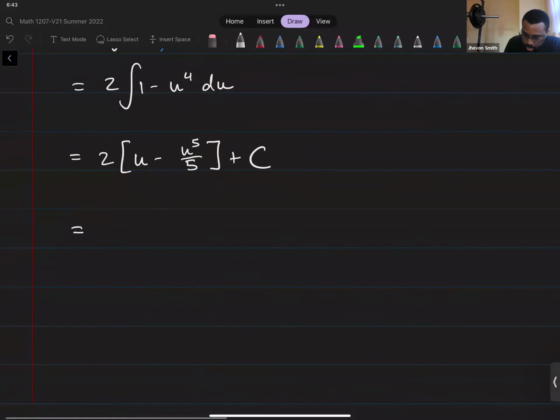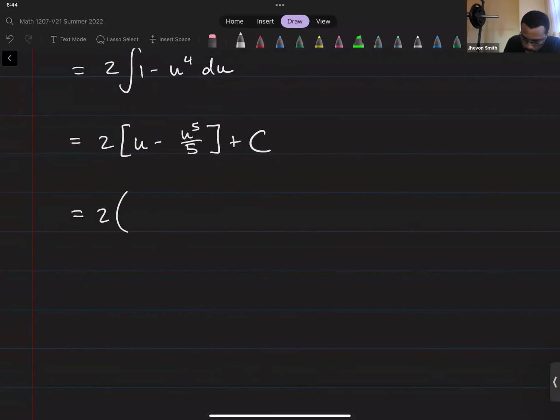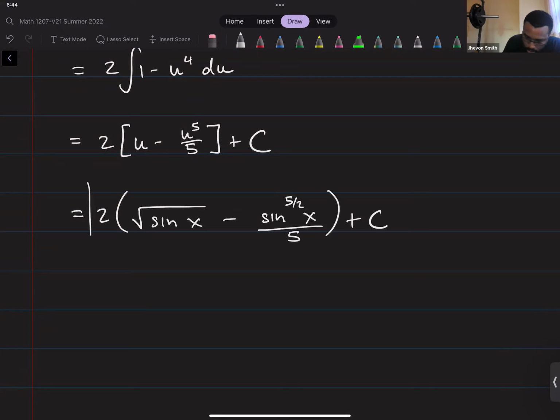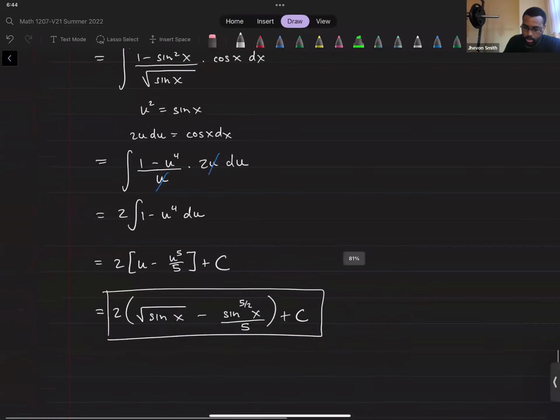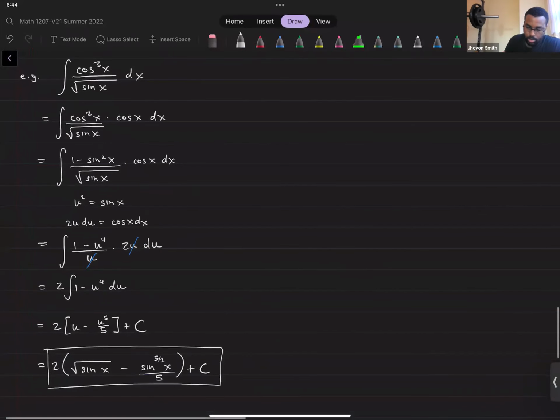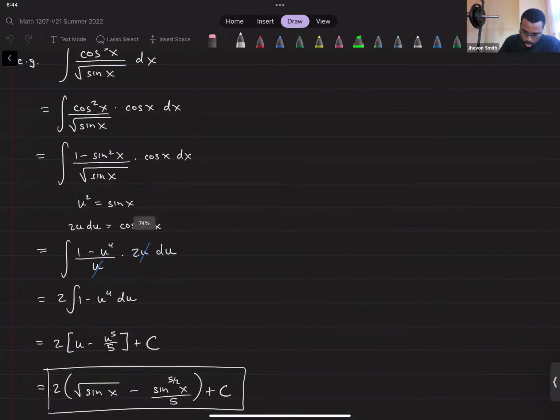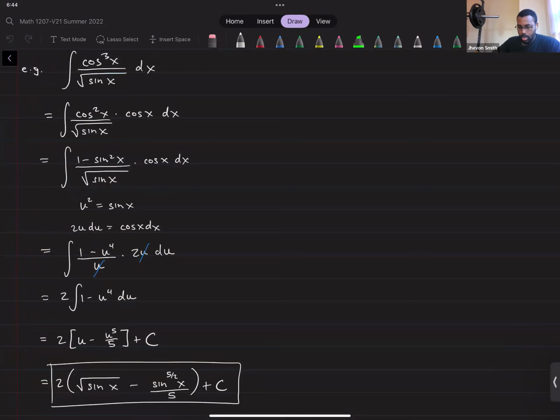So in this case here, u is the radical of sine. So this is going to be 2 times the square root of sine x minus sine to the 5 over 2 power over 5. And that would be your answer right there.